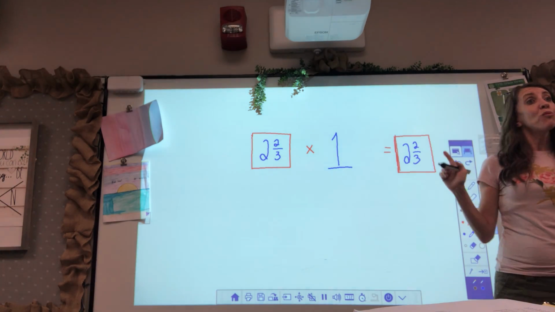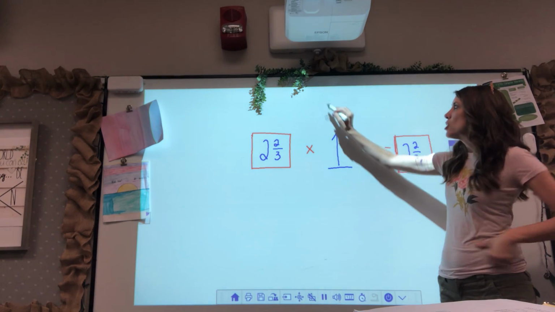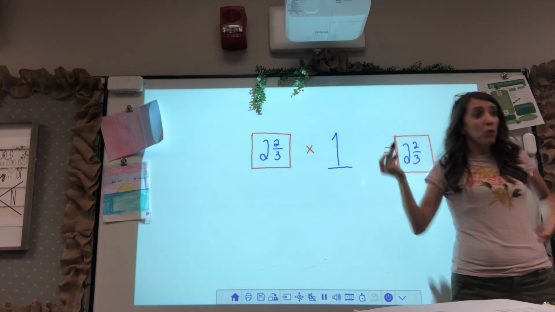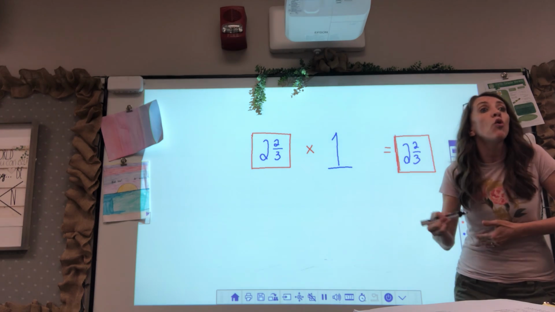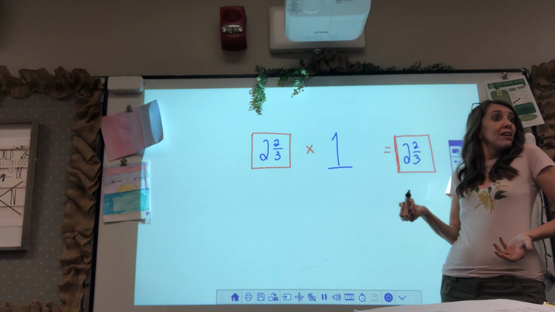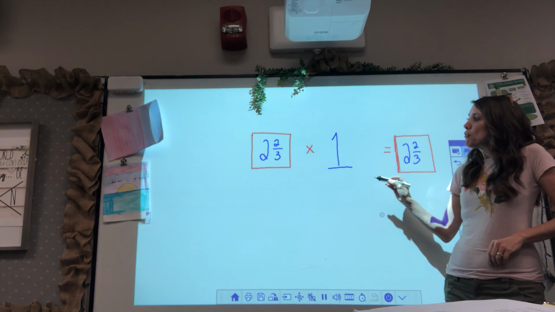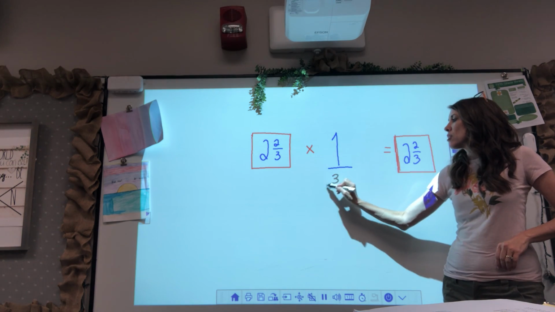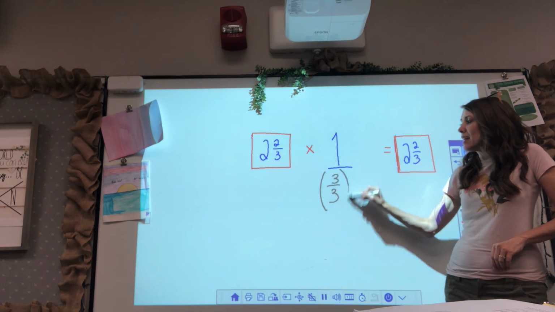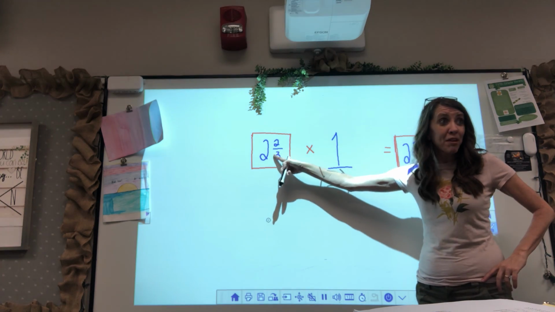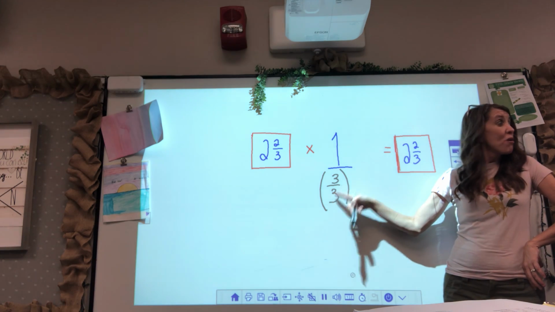Now, all we're doing with fractions is we're going to replace this 1 with a fraction. What fraction could we put in the place of 1 that's equal to 1? Give me an example of a fraction that equals a whole. Charlotte? 3/3. So if we said 2 2/3 times 3/3, would it equal 2 2/3? Yes, because this is the same as saying 1. And any number times 1 equals itself. So any number times 3/3 would also equal itself.